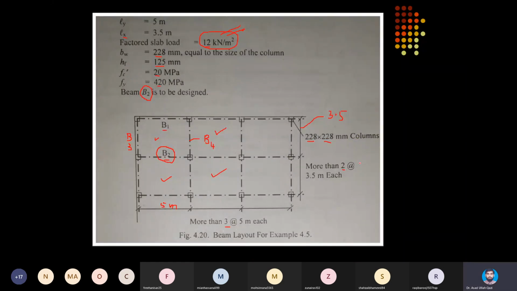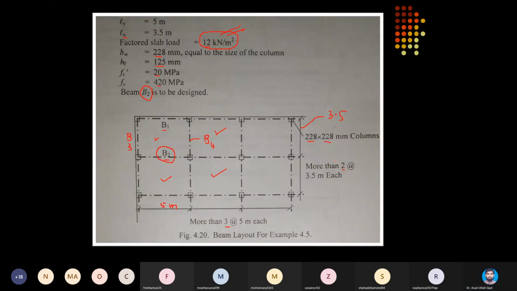So you are allowed indirectly to select ACI moment coefficients, or if you are not interested, then you may perform analysis by using any classical method, or you can perform finite element analysis and design. So you will model this frame and then accordingly analyze and design by using any commercial software. But for this example problem, we are going to apply the ACI moment coefficients.